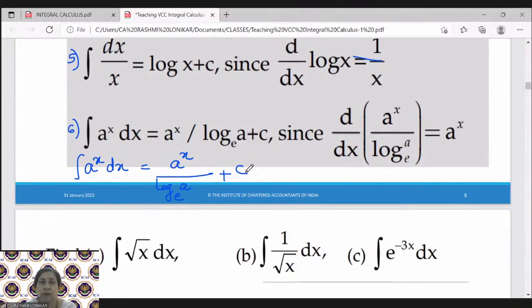Then we have the formula for under root of x square minus a square. You know, all those special formulas are there. But the basic formulas are these, which we are going to use. So let us go to the sums.